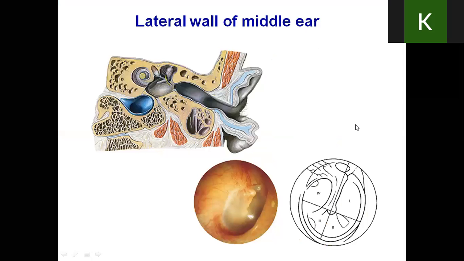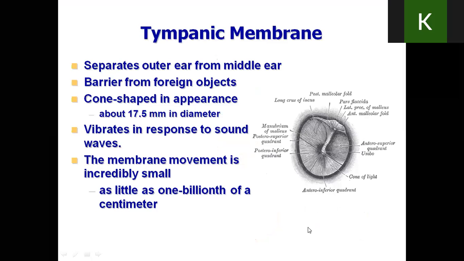Lateral wall means on the lateral side, naturally you will have the eardrum. So the eardrum is shown here. The lateral wall consists of the eardrum, also called the tympanic membrane. The most important wall of the middle ear is the tympanic membrane. It separates the outer ear from the middle ear. It works as a barrier from foreign objects. Nothing can enter beyond the tympanic membrane, and it is highly sensitive and painful also. It is cone shaped in appearance. It is not flat, it is conical.